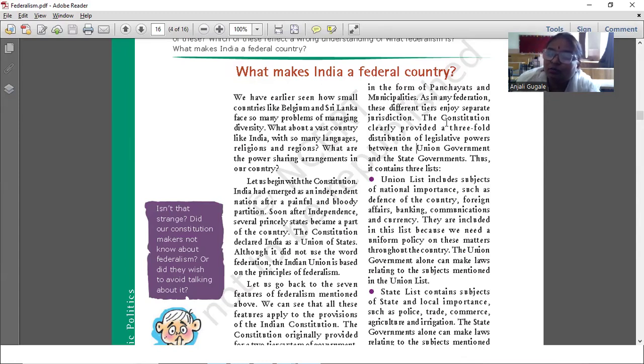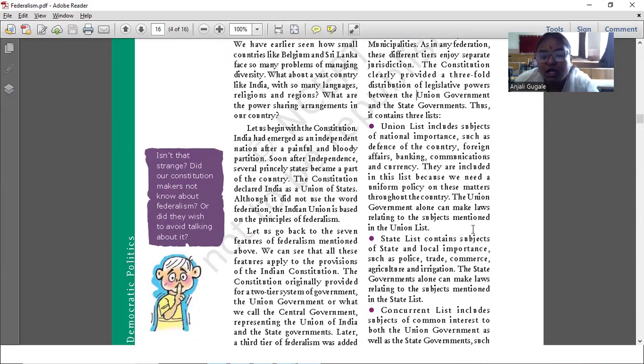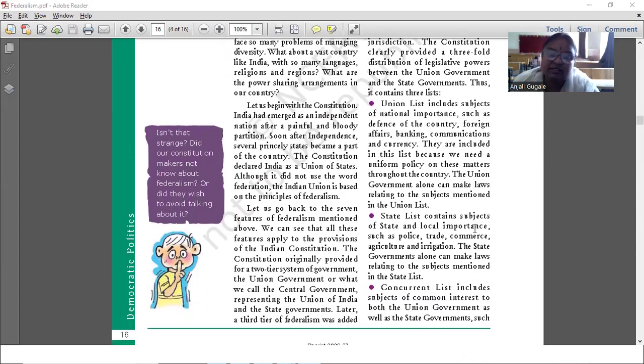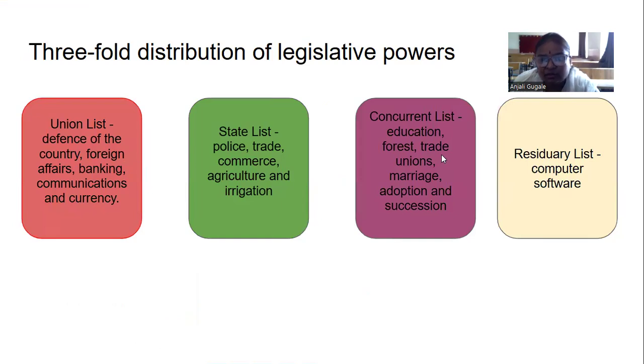The constitution clearly provided a threefold distribution, about which I have already explained here. These are the three main lists; the threefold distribution of legislative powers was done. So the union list: what are the subjects on which the central government or the union government has power? The defense of the country. Then foreign affairs, if we are making any alliance or signing any agreement with any foreign country, that comes under the central government.